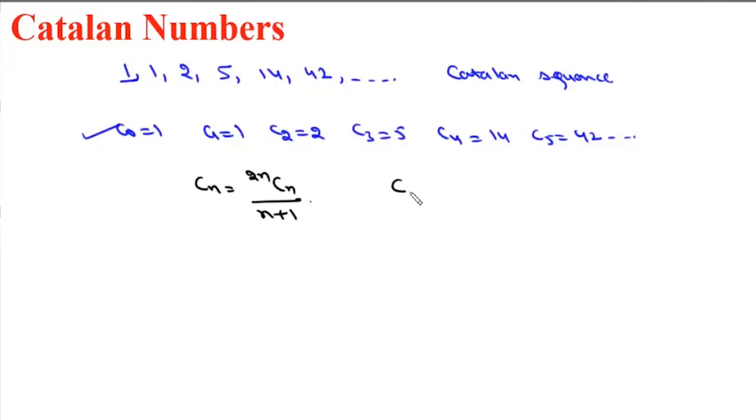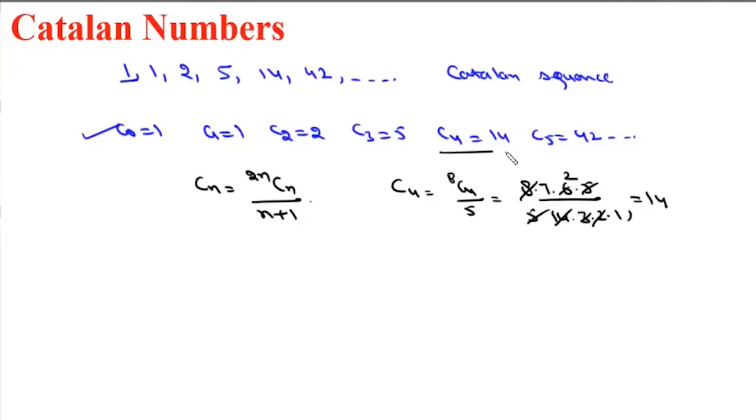So if we have to find, say, C4, it will be 8C4 upon 5. So it will be 8, 7, 6, 5 over 4, 3, 2 and 1, times 5. Now this 5 will cancel, 8 will cancel, and this is 2. So this C4 is 14. So using this formula, we can work out any nth Catalan number.